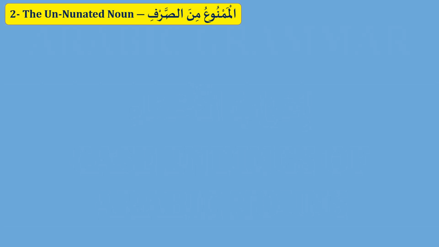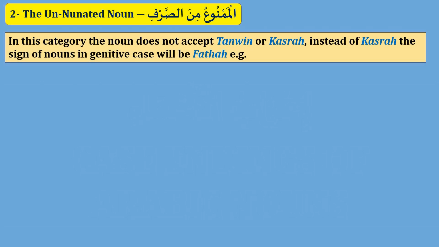Second one, al-mamnu' min al-sarf, the un-Nunated noun. In this category, the noun does not accept tanween or kasrah. Instead of kasrah, the sign of nouns in genitive case will be fatha.